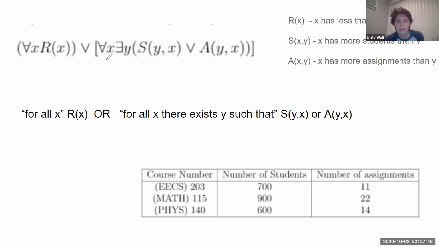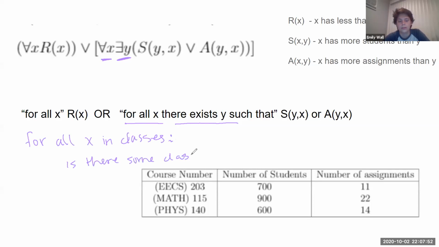Another common pitfall was mixing up the order of these quantifiers. So if we look just at the right-hand side, I wrote for all x, there exists a y. That means we can imagine two nested for loops here. The first one goes for all x in classes. So we're going to go through this 3 times because we have 3 classes. Is there some class y where this business is true?